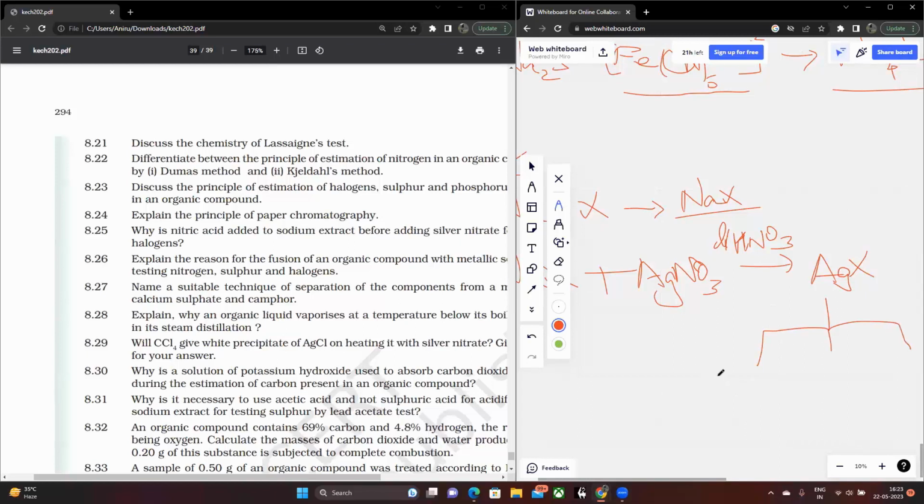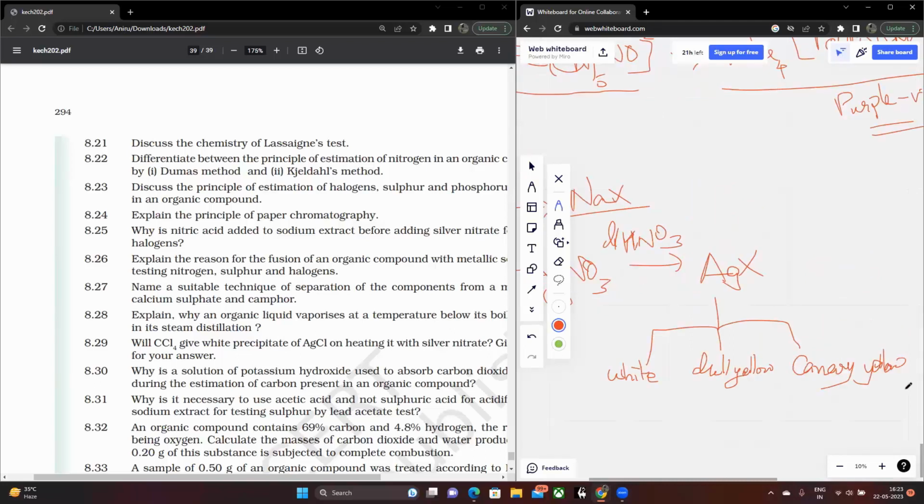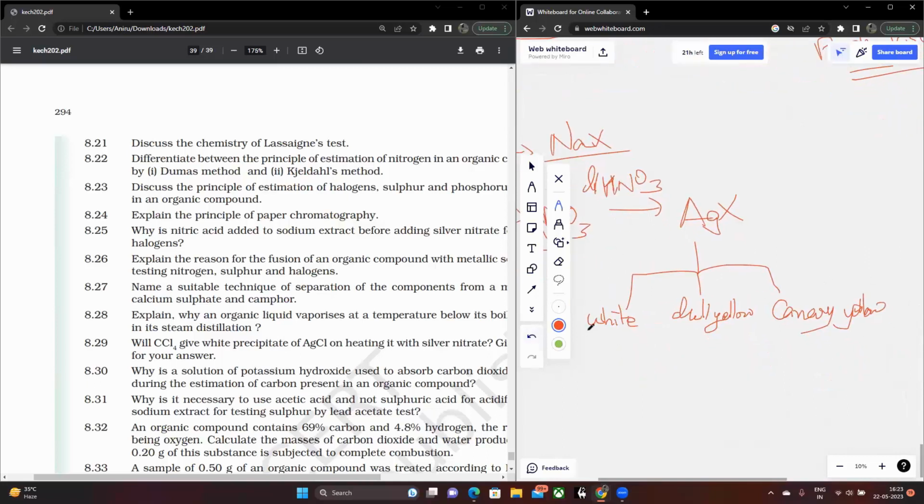This can take three forms. It can be white, it can be dull yellow, or bright yellow, or cane yellow. Each of these three determines different things. If it's a white precipitate that is soluble in ammonium hydroxide solution, it indicates the presence of Cl minus as X. This means that X is equal to Cl minus.